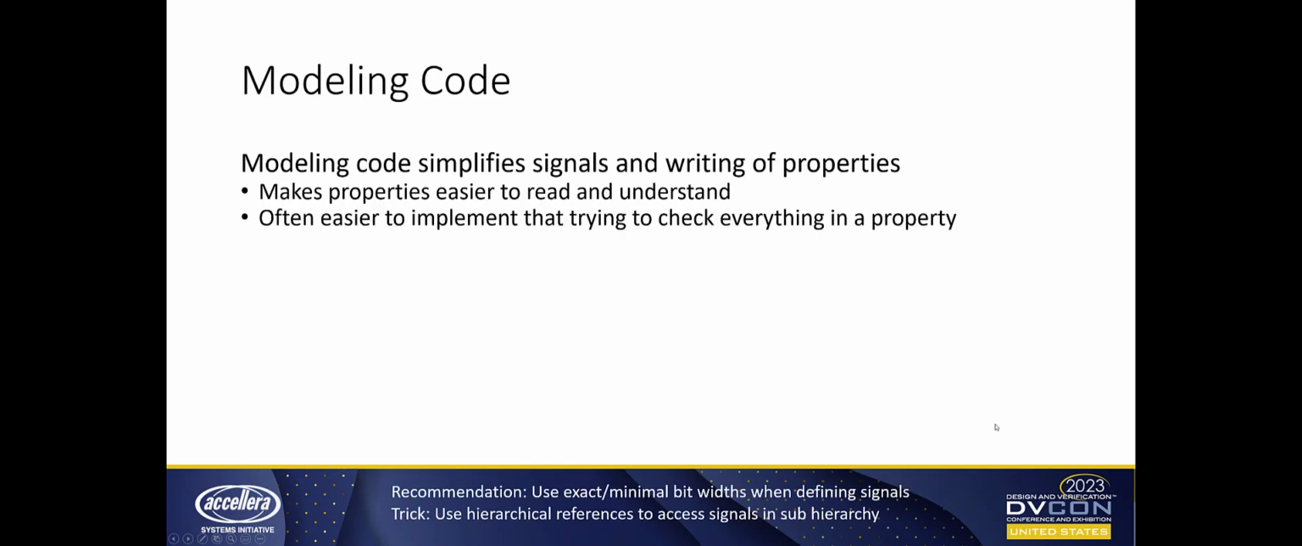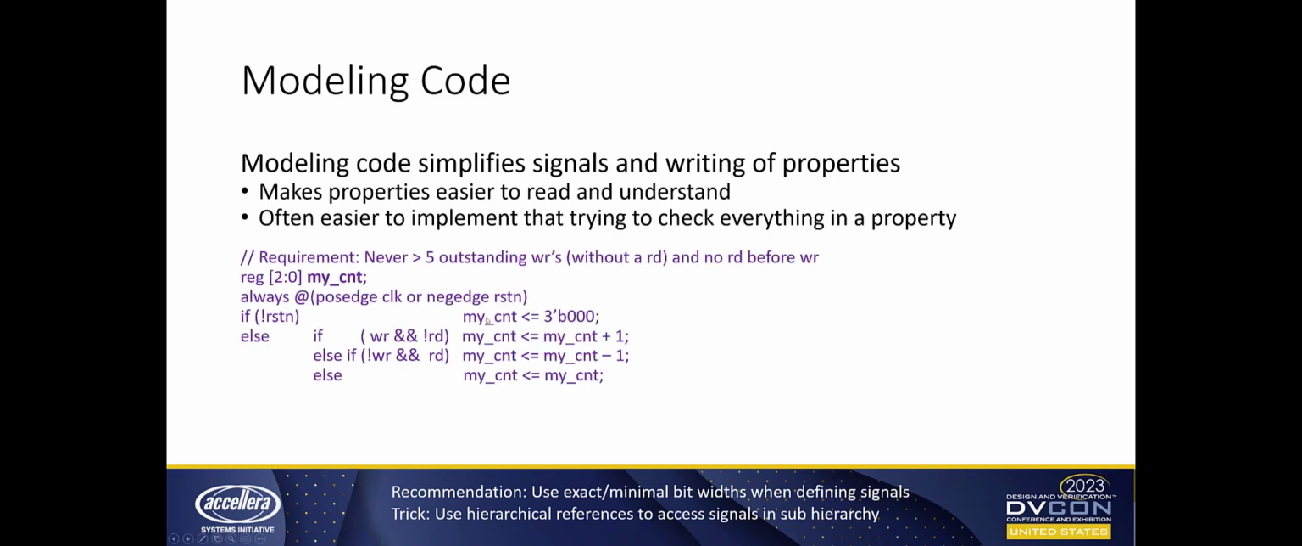Modeling code is typically Verilog code that simplifies signals that you're going to use in your properties, making them easier to read, and just simplifies the properties themselves. Let's look at an example. So let's say you have a requirement that you can never have more than 5 outstanding writes without having a read, and that you cannot have a read before a write.